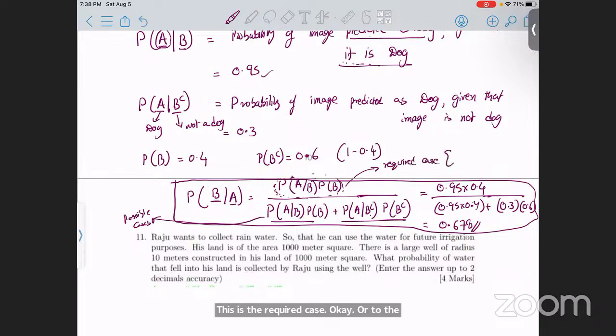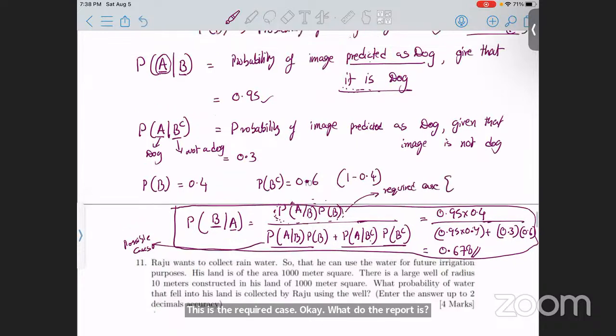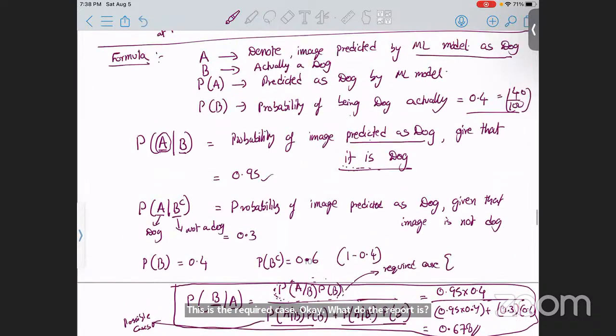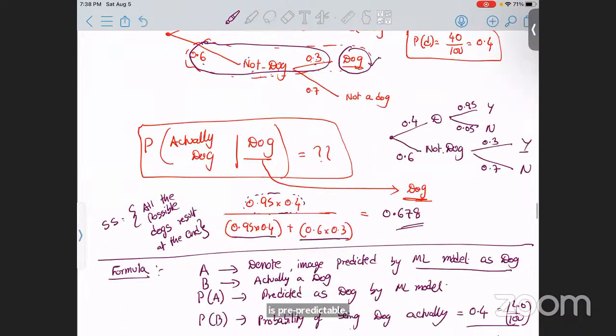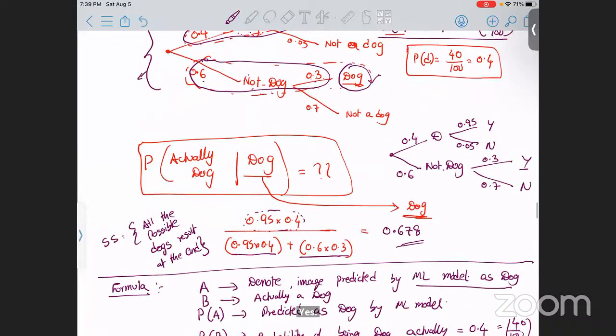What is the required case? We need to find the probability that the prediction is correct, that is, predicted as dog and it is actually a dog. That is the actual case. Clear? If you understand this diagram, it will be very easy. This tree diagram is the key for everything.